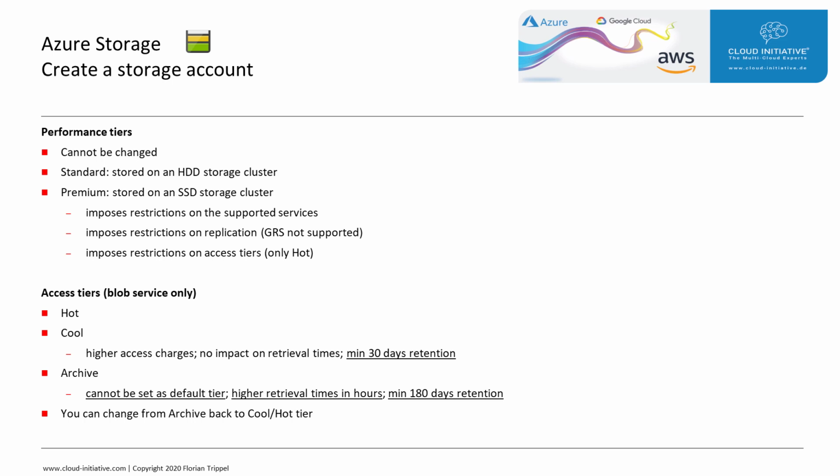The access tier setting only denotes the default access tier and is only relevant for the blob service. In the cool tier, we would still have immediate retrieval times like in the hot tier, but higher access charges and a minimum retention period of 30 days. In the archive tier, we have higher retrieval times measured in several hours and a minimum retention period of 180 days. Note that in Azure we can change data back from the archive tier to the cool or hot tier.